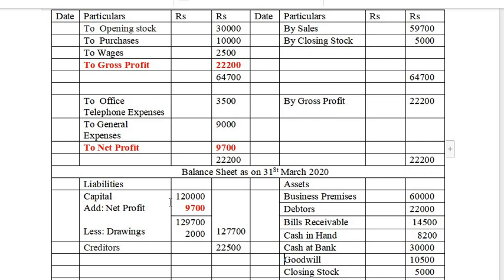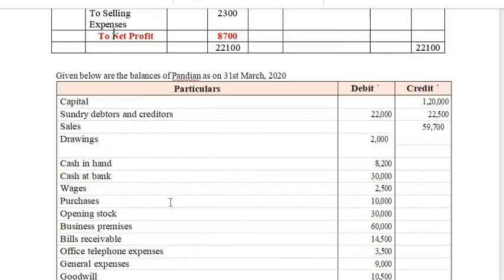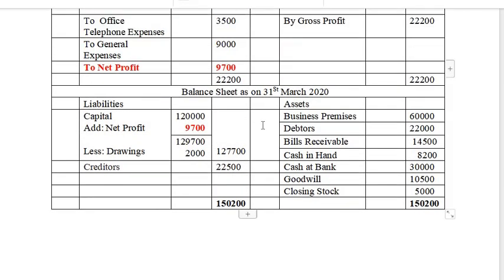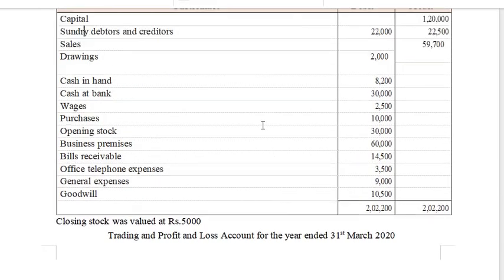Then what other liabilities are given in your question? Only the creditor. The creditor value is 22,500. So that I am considering on the liability side. Then the other information given in your balance sheet is all assets. So here: sundry debtor, cash in hand, cash at bank, business premises, bills receivable, and goodwill. These are written here on the asset side of the balance sheet.